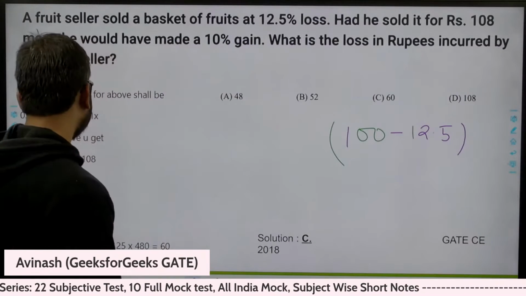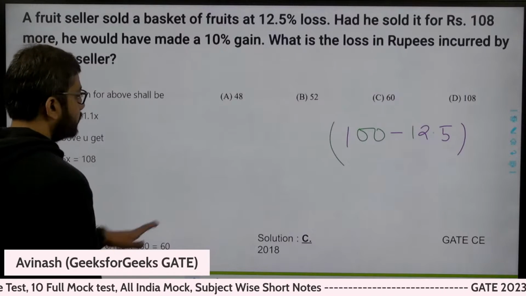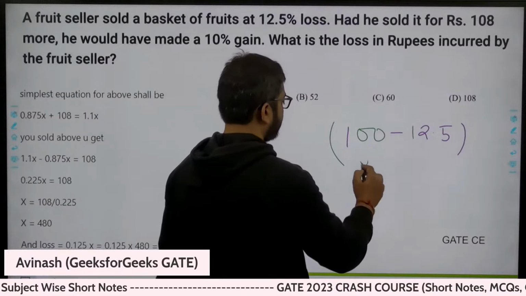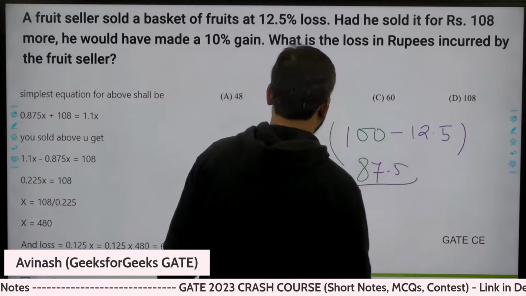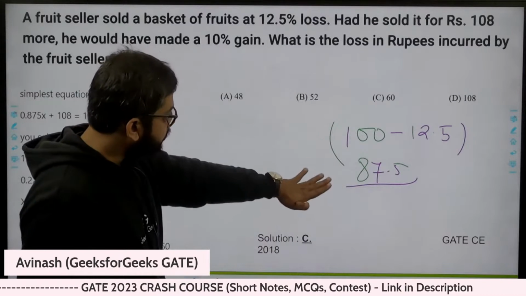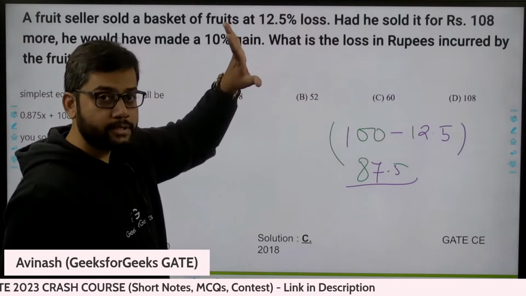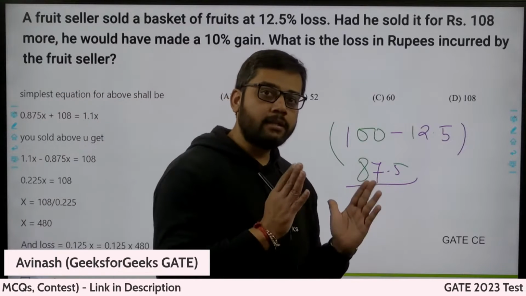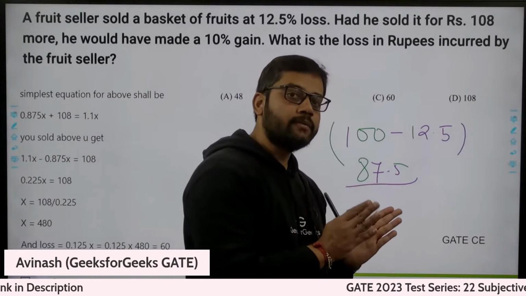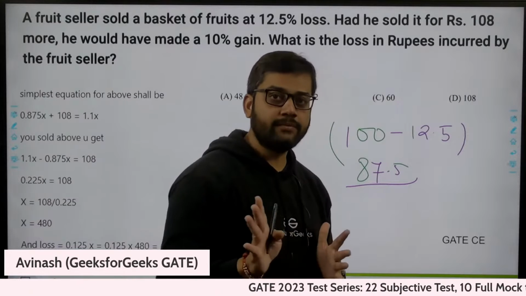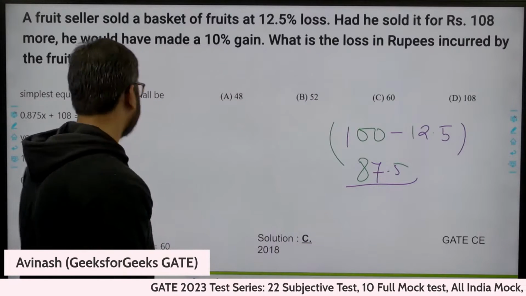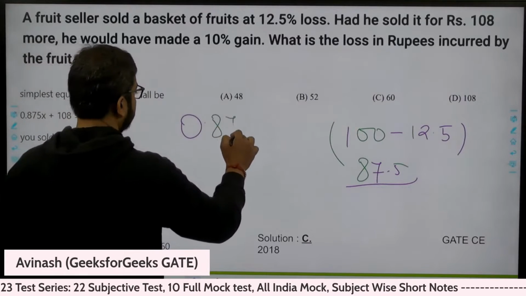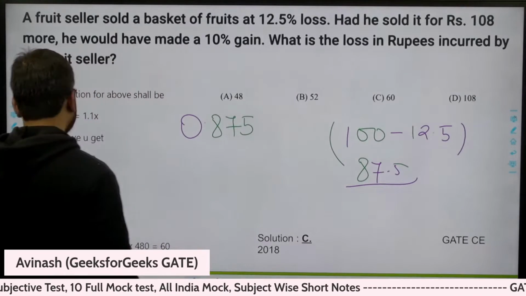So just tell me one thing, this is basically 87.5. So in the loss, if he adds 108 rupees, he will get the profit. Understand, in the loss, if he adds 108 rupees, after that he will get the profit. Only write one equation. This is the zero point, because I am writing it in the format of a percentage. This is the loss.